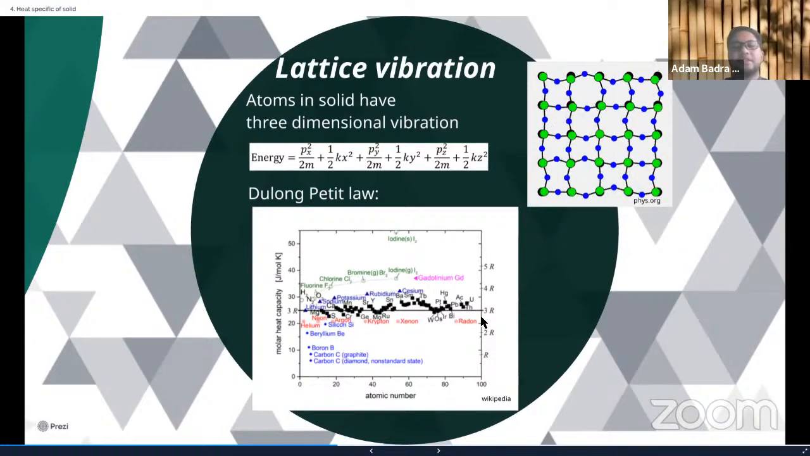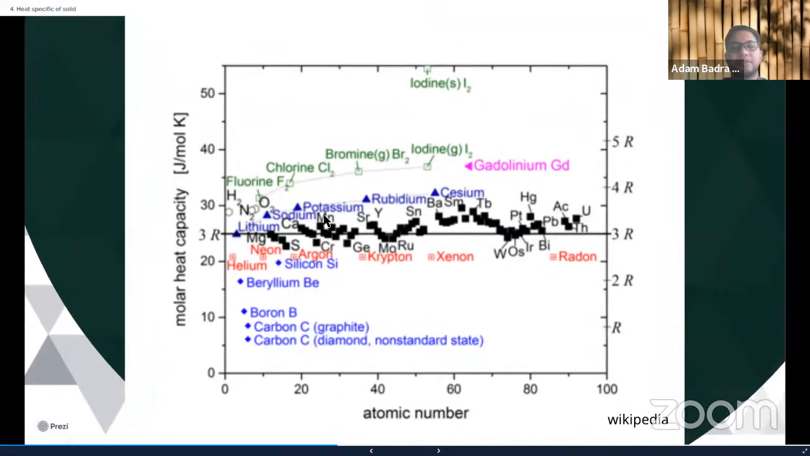So this is what happens here. For solids like lithium, sodium, potassium, magnesium, all the black ones are solids. In solids, Cv is usually around 3R, or 3k. But for gases like iodine and chlorine, they have larger values.